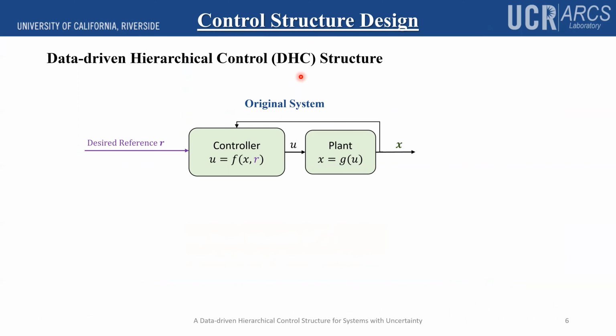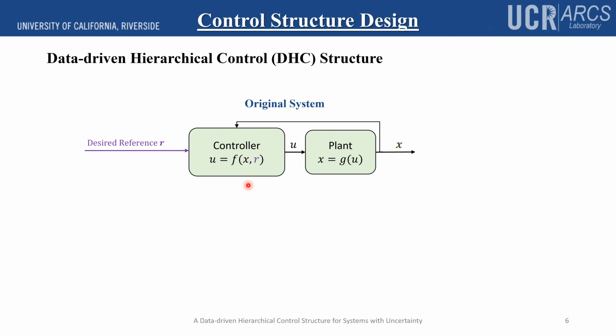Now we are ready to present our work, a data-driven hierarchical control structure. Firstly, let's consider the original system, which has a low-level controller and the original plant, and when you are given a desired reference R, you want the whole system to generate the output X that follows this reference. However, because of the disturbance generated by the environment, when we propagate the system, X might not achieve the control objective. So we will reconstruct the system as a hierarchical architecture.